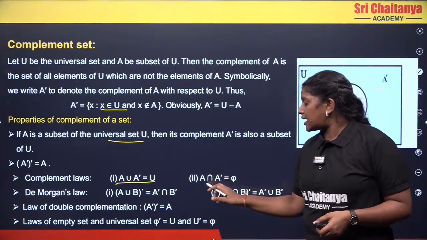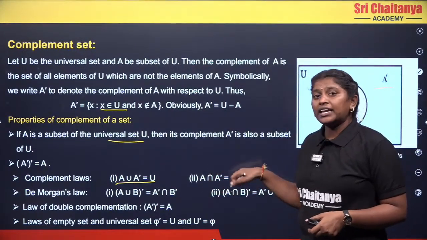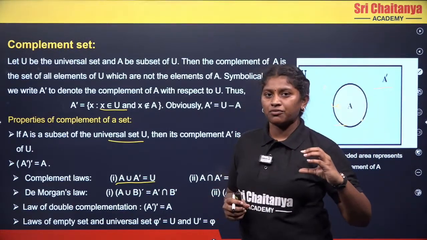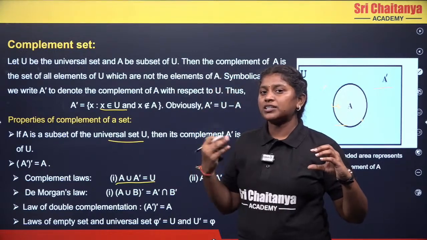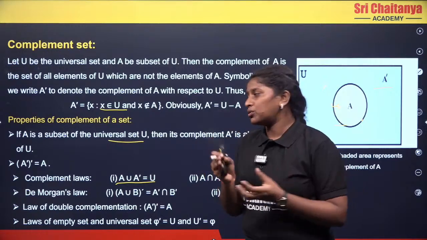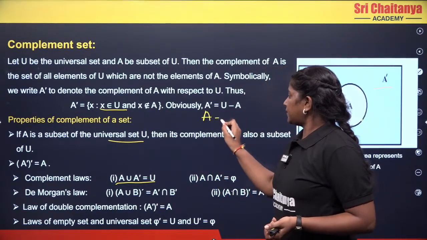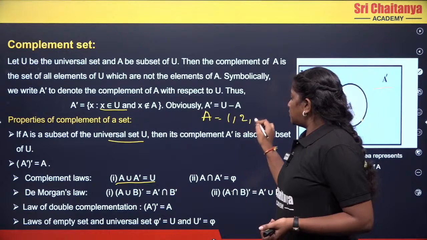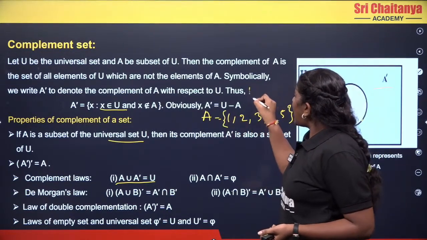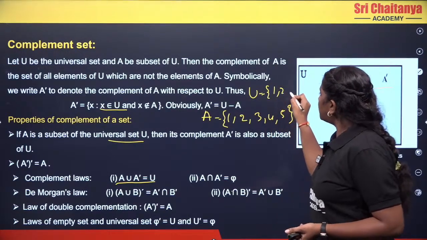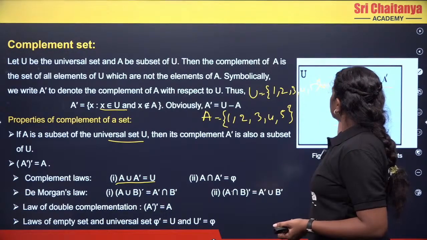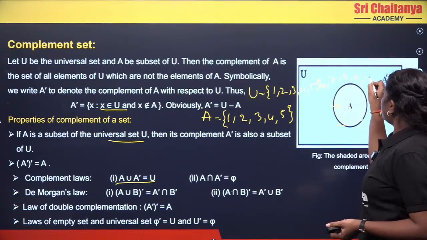Now let's take the next one, that is A intersection A complement equals the empty set. I am saying that A has some set of values and A complement has some set of values, but those values are not in the set A. You can take an example: A is the set {1, 2, 3, 4, 5}, and our universal set is {1, 2, 3, 4, 5, 6, 7, 8, 9, 10}.